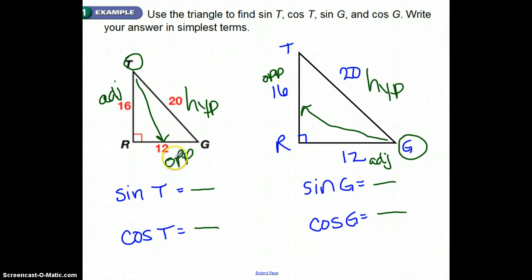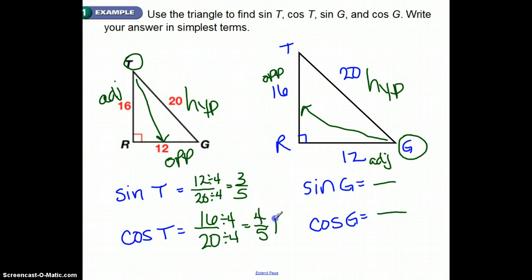So sine of t would be opposite over hypotenuse. So opposite is 12, hypotenuse is 20. Now I can see by looking at these that they both have a factor of 4 in common. So if I was to reduce them, this would be 3 over 5. Cosine of t would be adjacent, which in this one is 16 over 20. And again, I can see factors of 4 inside of this, which will give me 4/5. Now these fractions are going to be the final ones. You're probably not even going to see these on there. They're assuming that you're going to reduce them if you can.